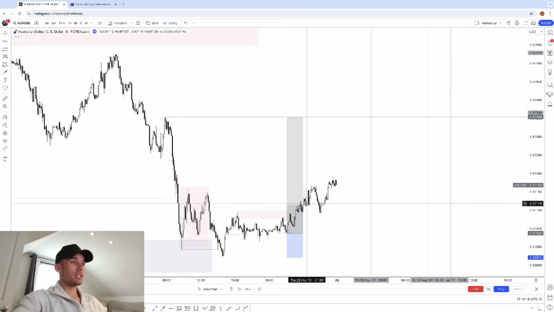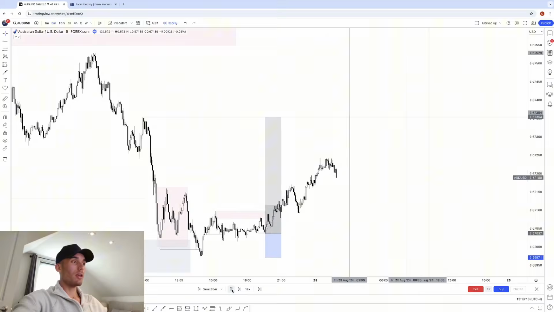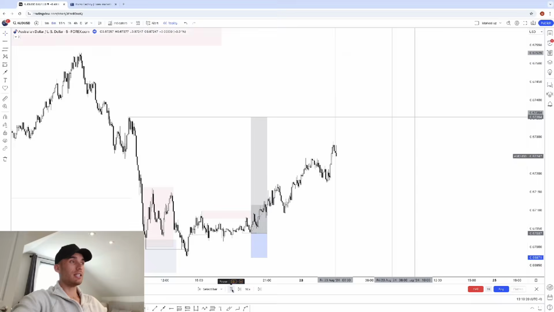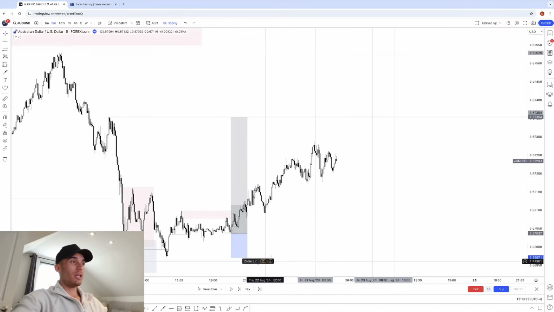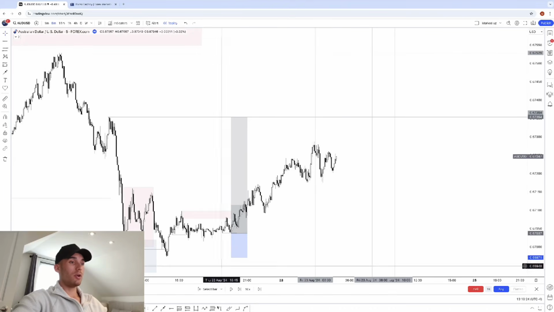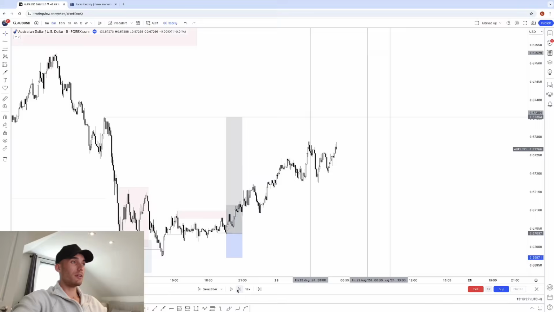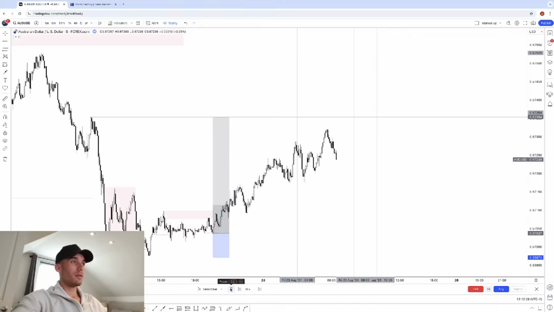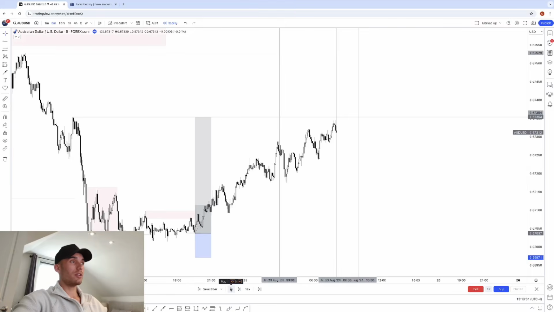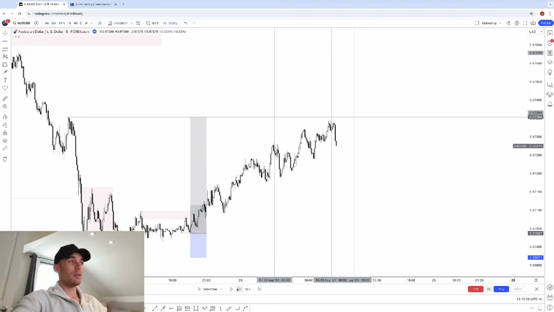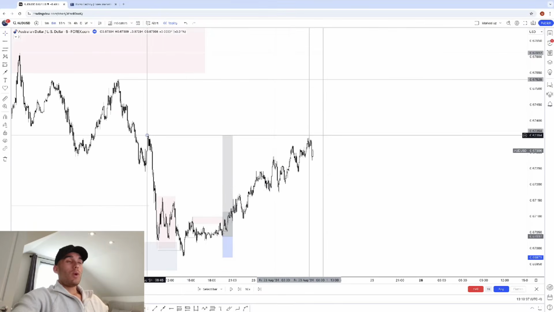We get a nice reaction higher. Perfect. Now we're starting to approach these highs to the left-hand side. London open. We end up trading higher, pushing lower. Nothing too significant so far. And now we're trading at New York open. Okay, perfect. So why do I have this high marked out?